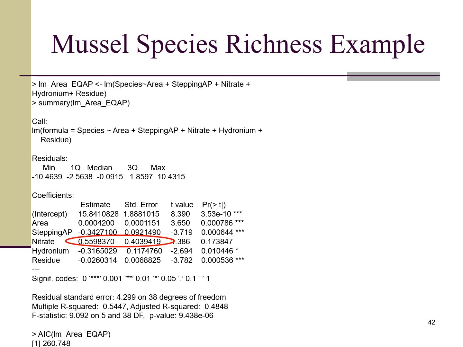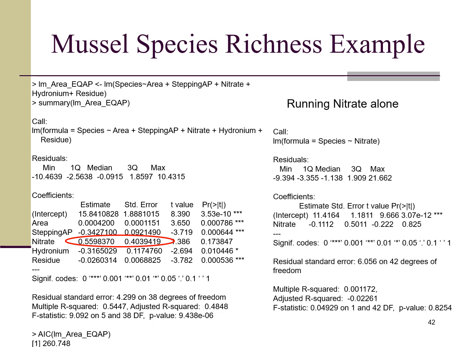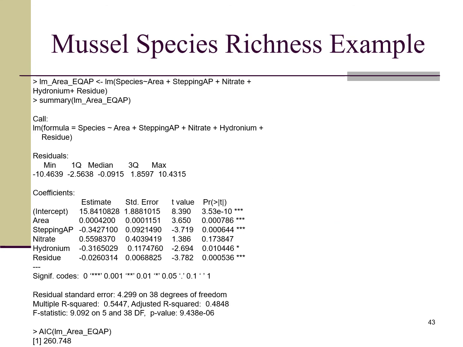And so that just shows you the estimate and standard error. And we run nitrate alone. It's not statistically significant. You can see there on the right in the coefficient table, it's got a significance of 0.825, so that's not significant. Multiple R square is 0.001, blah, blah, blah. This is not worth including. And so, you should remove that variable.